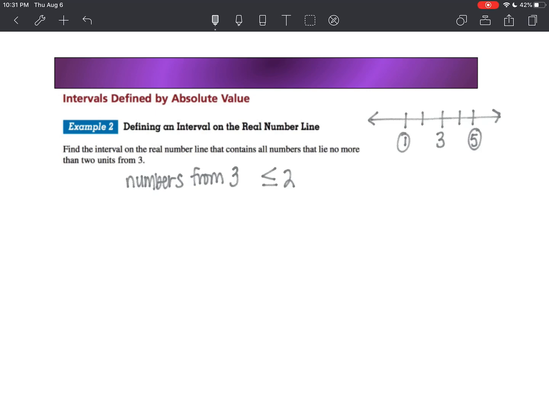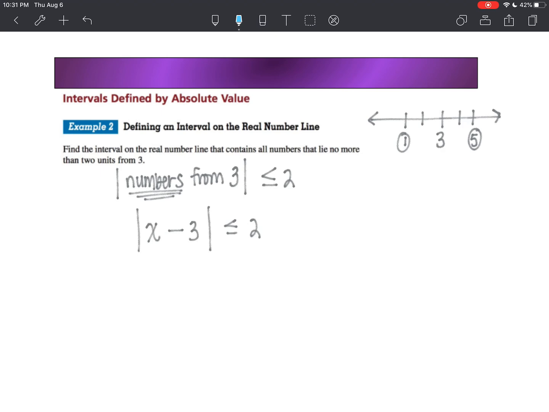Therefore, we have to say distance is always positive. So now I've got the absolute value. So the numbers from 3, I don't know what those numbers are. So x, and then the distance would be subtraction. So the absolute value of x minus 3 is less than or equal to 2. And that's how you write that.